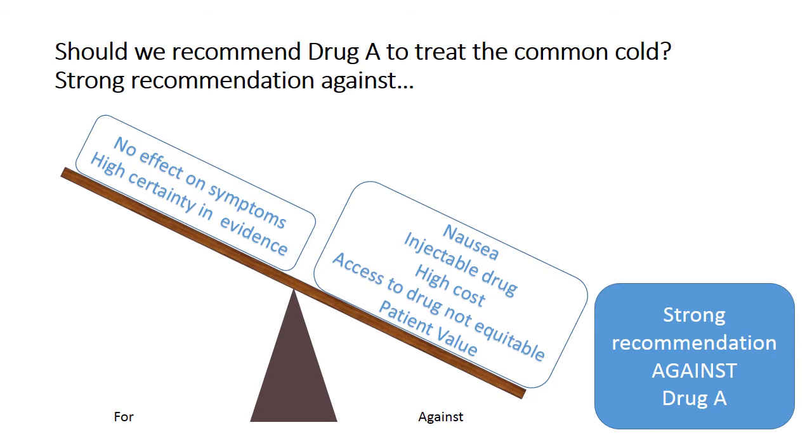In this next example, the factors clearly favor not recommending drug A. Patients would agree that the harms, such as nausea, outweigh the benefits, which is no effect on symptoms. And we are certain of this. There is high certainty in the evidence. The drug has a high cost, a high burden with the injections, and recommending the drug would increase inequities. So in this case, it's on the side of against, and it is a strong recommendation against using the drug.